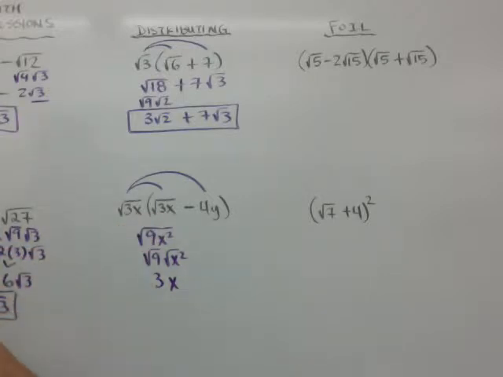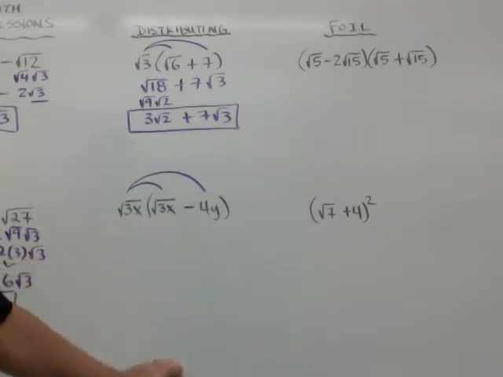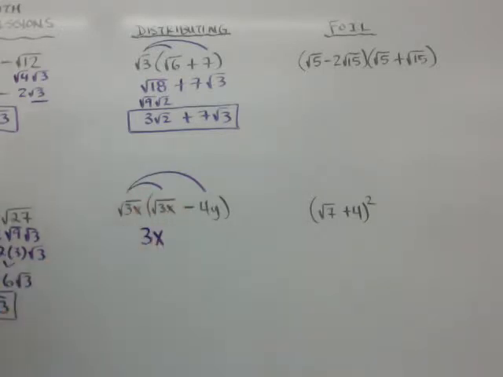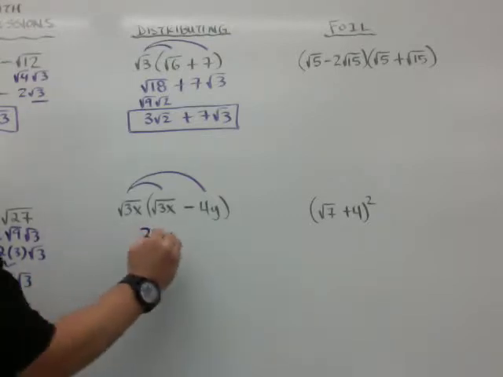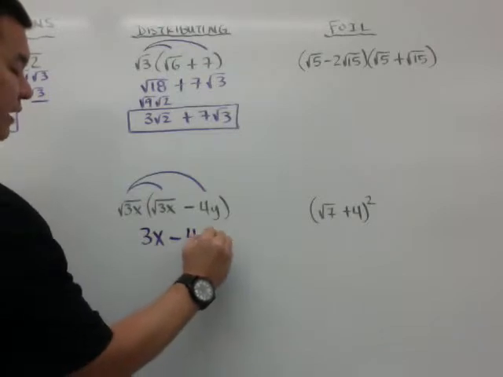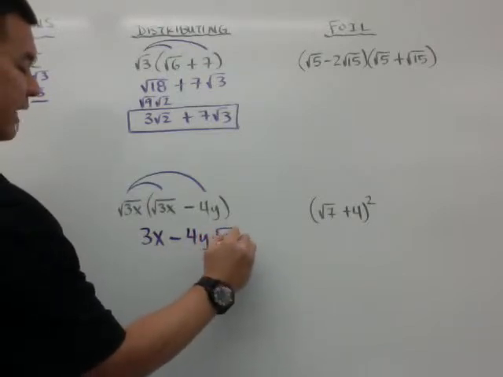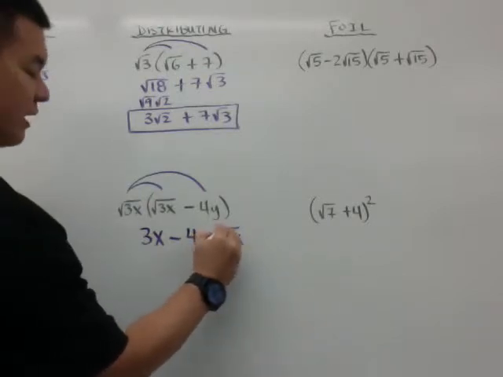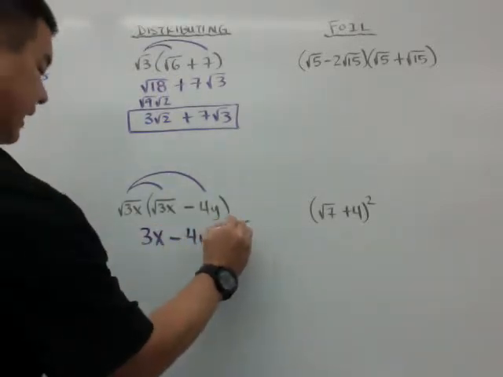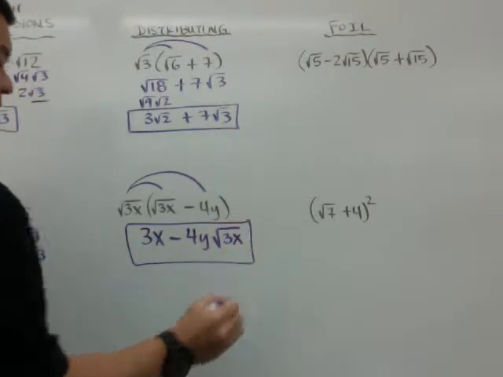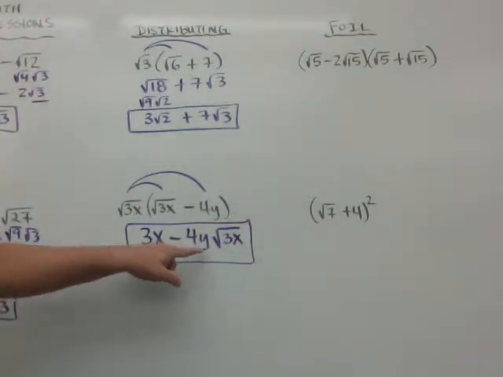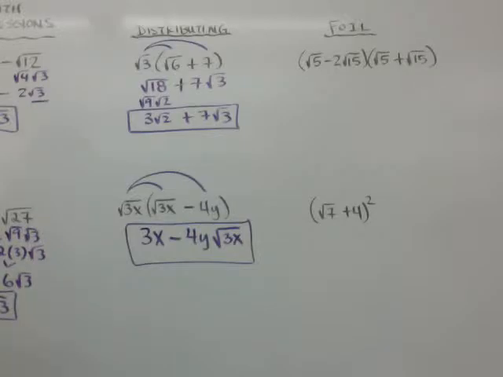Okay, so I'm just going to save time by putting it here. Radical 3x times radical 3x is 3x minus, and since the 4y is on the outside, it just becomes 4y radical 3x. Make sure your radical goes to the end of that x. And that is your answer. You cannot combine them, because this 3x is outside of the radical, whereas this one is inside of the radical.